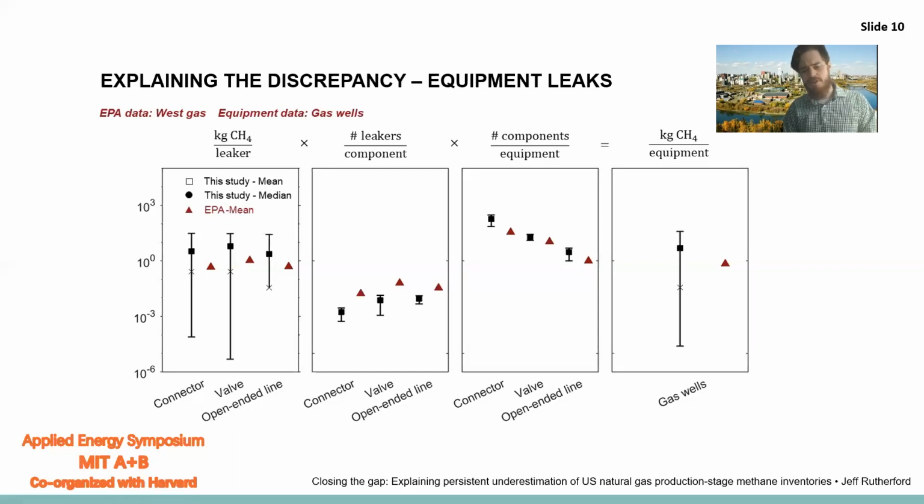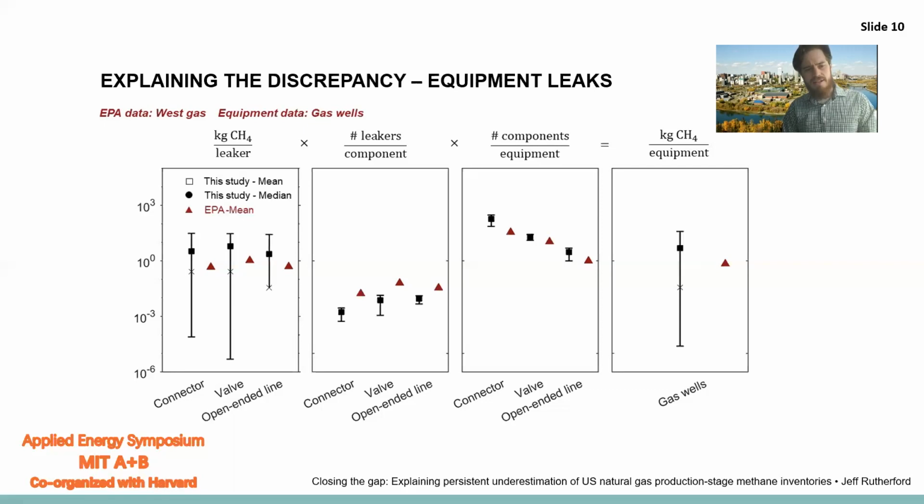So the equipment level emissions factor is shown on the right, and then it's decomposed into its constituent parts, namely component level emissions factors on the far left, fraction of components leaking in the middle, and then activity factors or number of components per equipment in the third panel. In the interest of time, I won't review every element of the decomposition, but I'll focus on the component level emissions factors or emissions per component in the far left panel.